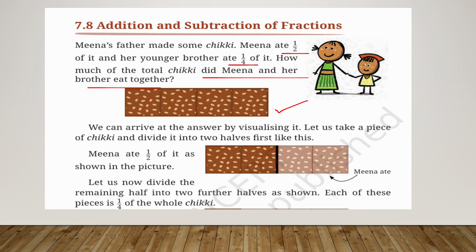See, Meena ate half of it as shown in the picture. See, this part is eaten by Meena. So, Meena ate half of the chicky. Let us now divide the remaining half into two further halves as shown. See, this is the remaining part. We have to divide this remaining part into two equal halves like this. Each of these pieces is 1 by 4 of the whole chicky. See, this is 1 by 4 and this is also 1 by 4.